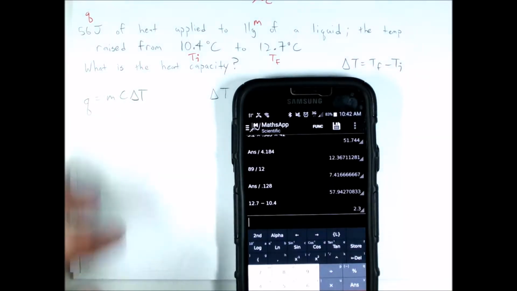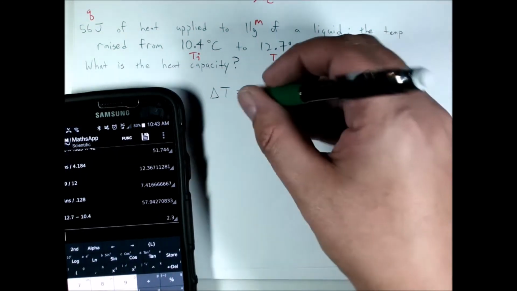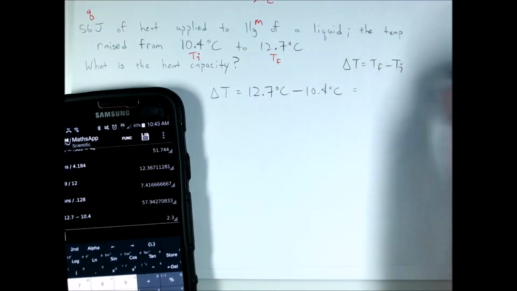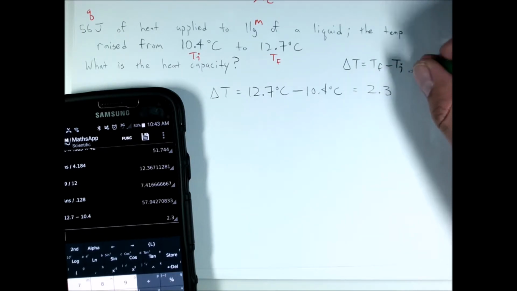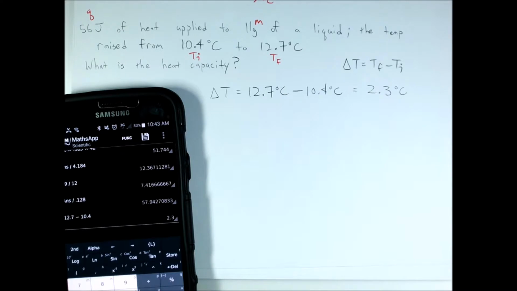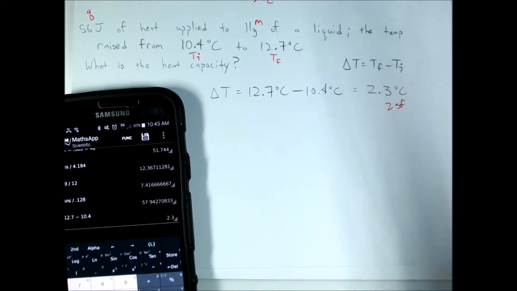Oops, 2.3 for that. And I want to go ahead and keep track of my sig figs here. I should have 1 decimal place, so 2 sig figs at this point, and units are degrees C. You could just go ahead and write 2 SF there just to keep track.